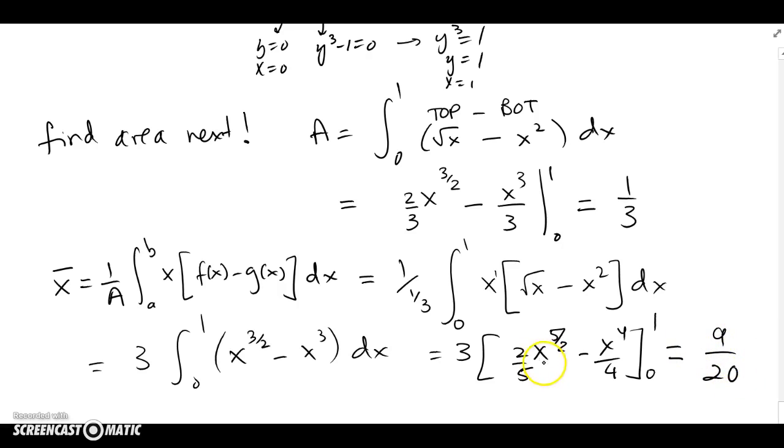I want to point out that if you're using your TI, since this involves some fractional exponents and your TI uses approximation methods, your answer might be very close to 9 over 20, but not exactly.